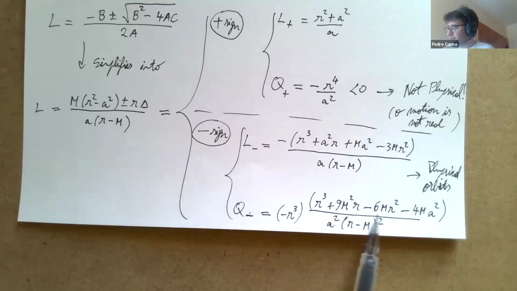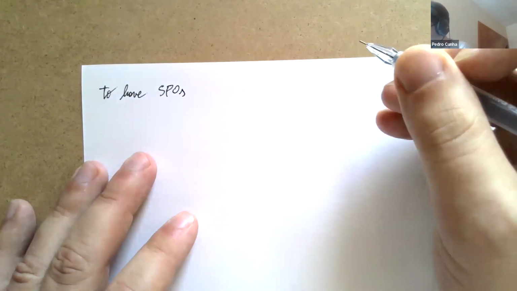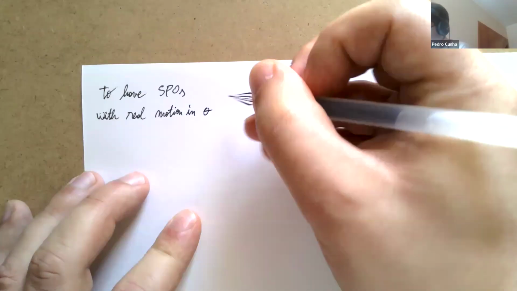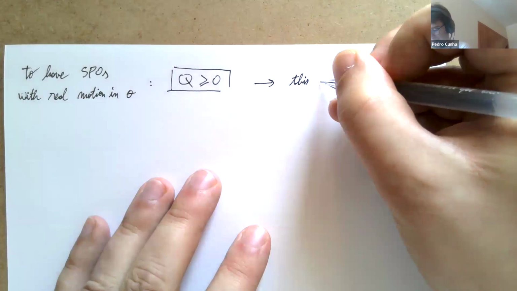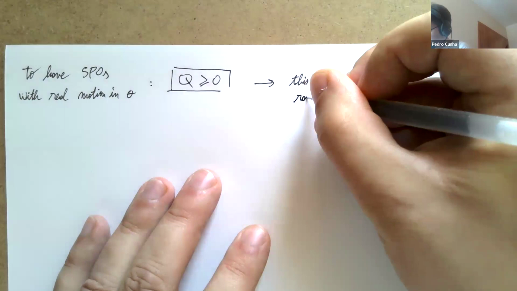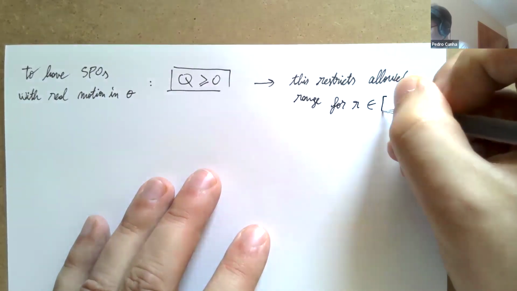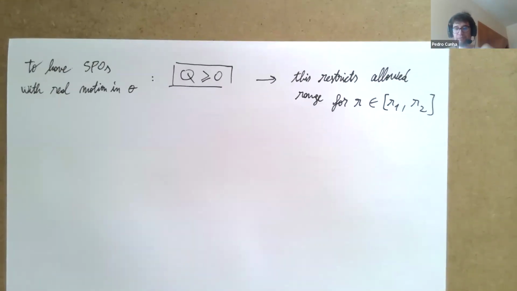The region, an interval in the radial coordinate, where these kind of spherical photon orbits are possible. So let me write that down, which is important. To have spherical photon orbits, or SPOs for short, with real motion in the theta coordinate, we must have that the Carter constant is never negative, so either equal to 0 or positive. So this restricts the allowed range for the radial coordinate. In the Kerr case, it will be between some two values, r1 and r2. You can have exact expressions for this, but I think that's beyond the point of today's lecture.